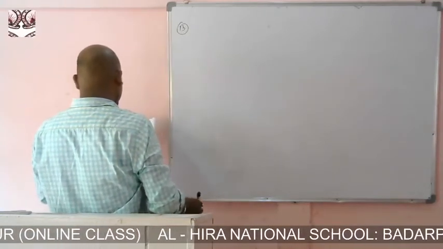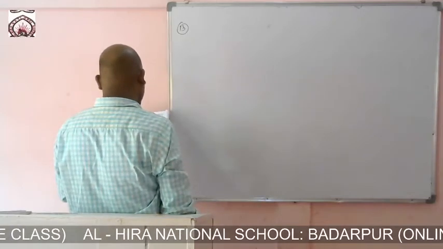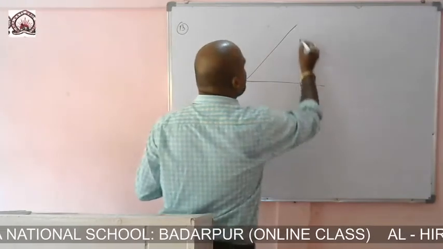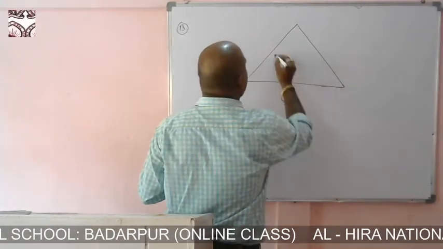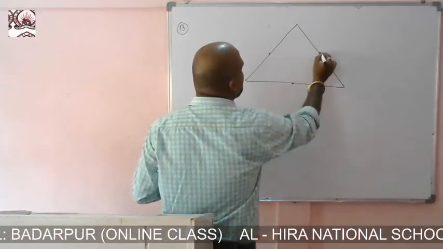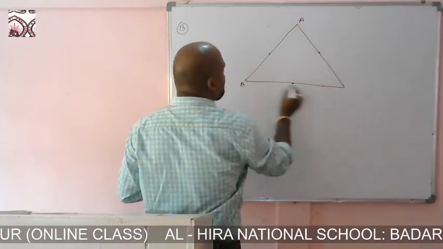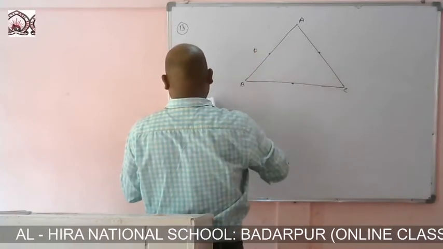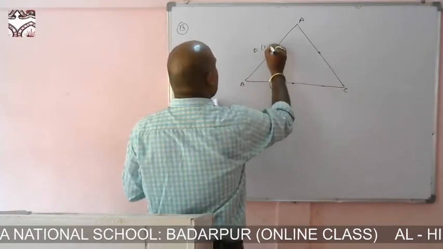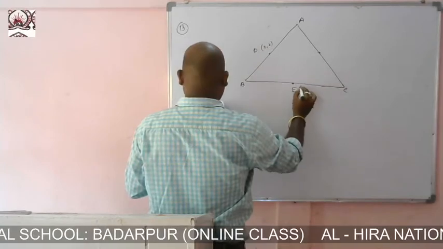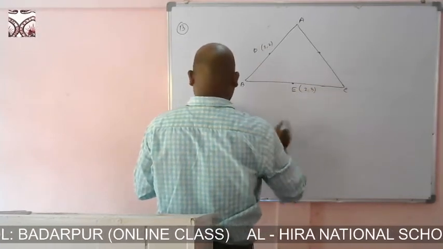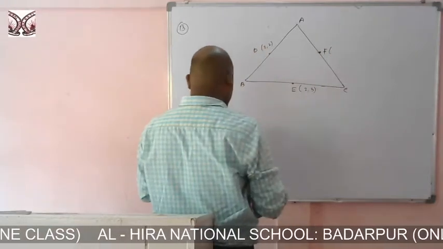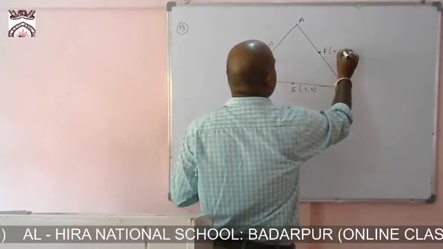Question number 13. The midpoints of the sides of the triangle are given. Let us consider this is the triangle ABC, and these are the midpoints. The coordinates of the midpoints given to us are (2, 2), (2, 3) and (4, 6).